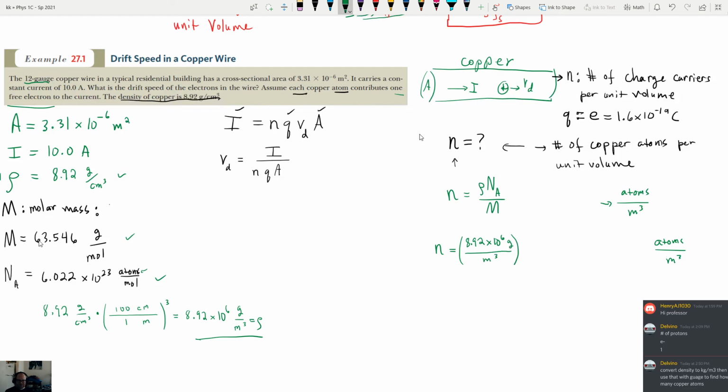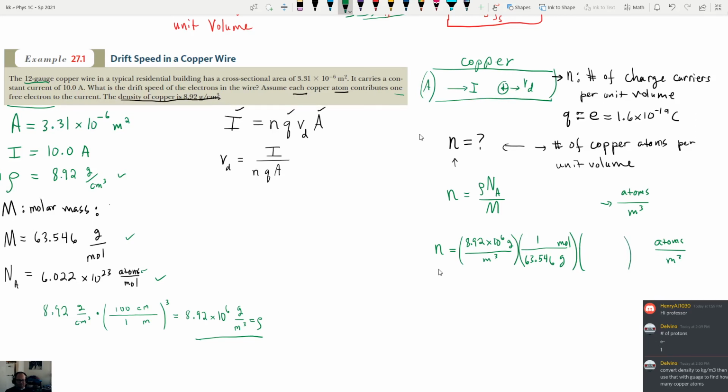Molar mass is this number of grams per mole, so let's put that next. We know the grams needs to go on the bottom and the mole will go on the top. So we have 63.546 grams per 1 mole. And then we just need to go from moles to atoms.